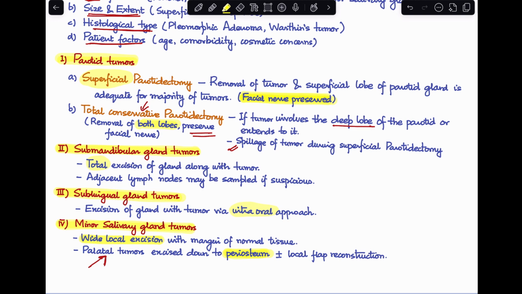In my next class, I will be talking about pleomorphic adenoma and every detail regarding it.